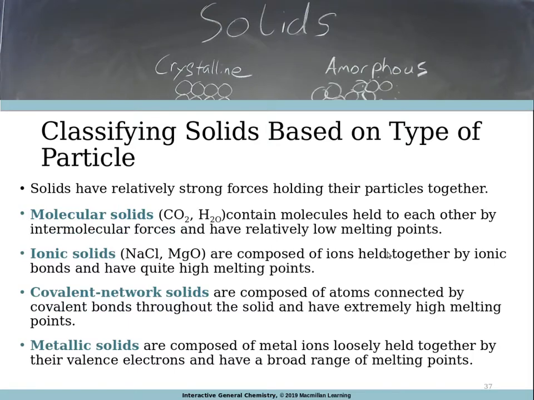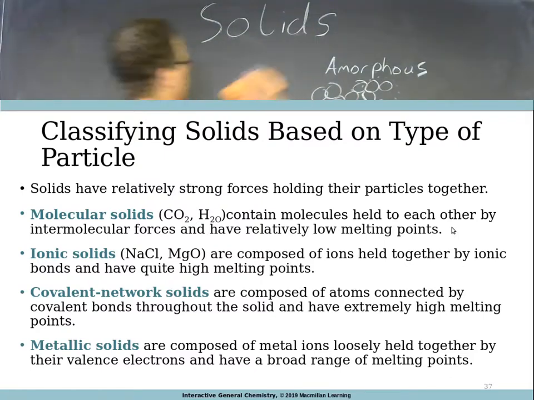Now, the next way to classify solids is based on the type of particle. So we've talked about different types of bonds, covalent bonds and ionic bonds, and this is kind of building off of that. The idea is we're looking at how the particles are bound together. Something like a molecular solid contains individual discrete molecules, and I'll show you what we mean by that.